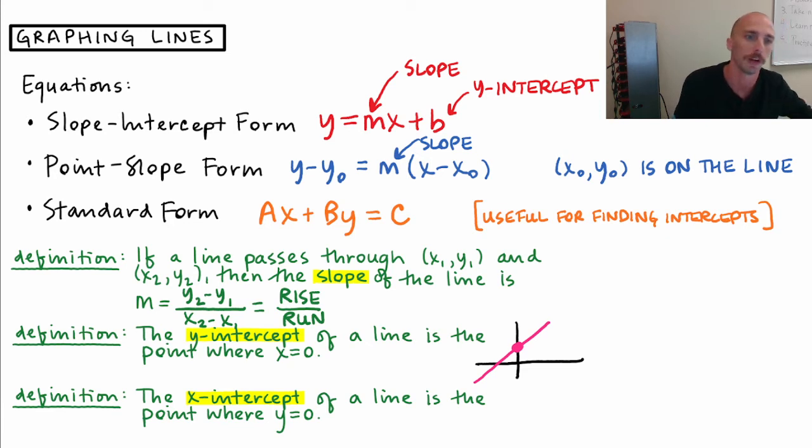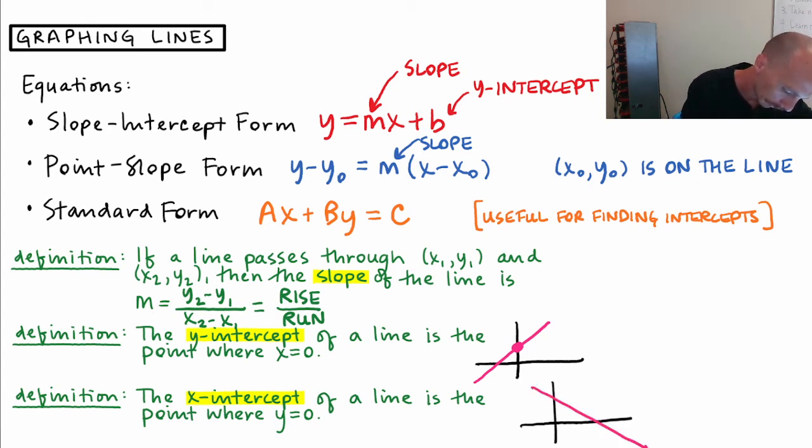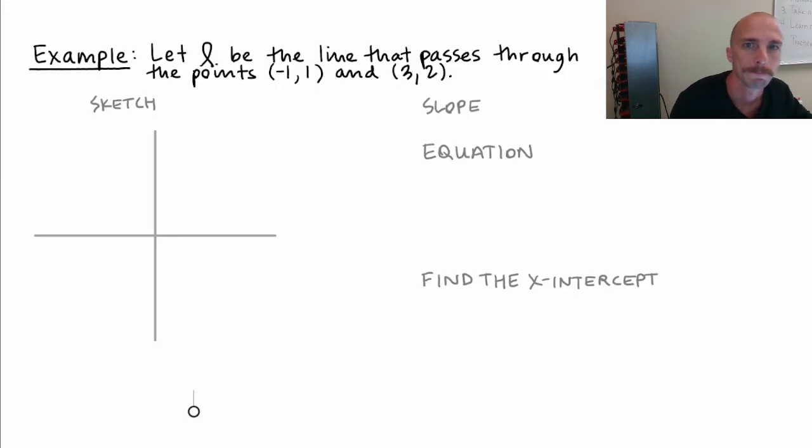The x-intercept of a line is the point where y equals 0. So maybe I'll draw you a picture of that as well. There we go. So x is not 0, but if we think about the y-coordinate of that point, it's going to be 0. Okay, so these are the definitions of these things. Let's do an example real quick.